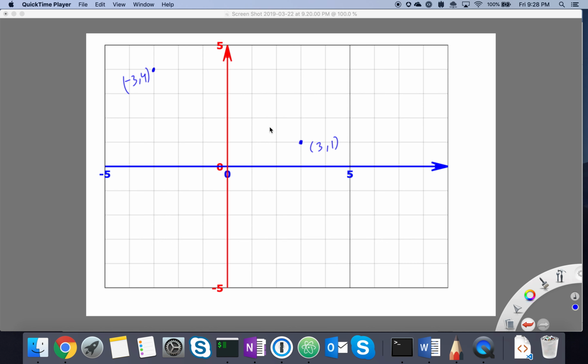So in this coordinate plane, we have 2 points here. We have one point with x coordinate 3, y coordinate 1. And we have another point here with x coordinate -3, y coordinate 4. What is the distance between these 2 points?